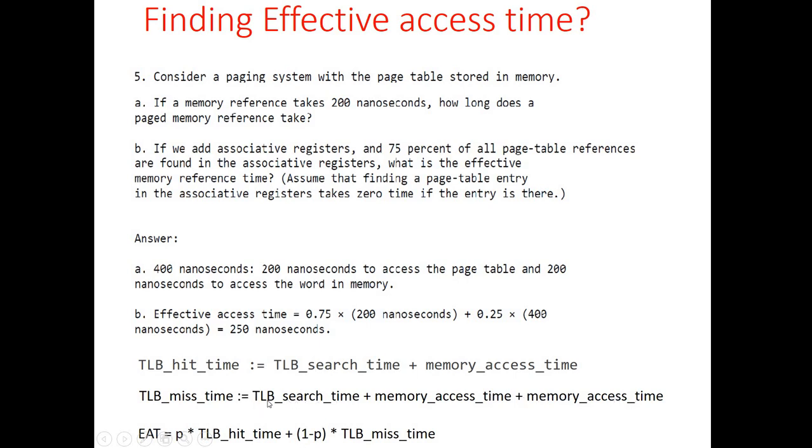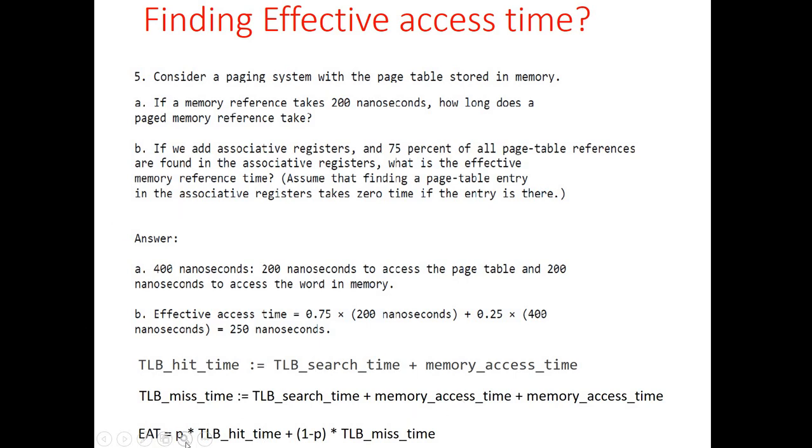Because if you don't find the page in the TLB, then we have to search the page table and find the frame number for that particular page, which requires a memory access time. After finding the frame number we access the corresponding location in the physical memory, so that requires another memory access time. So totally we require 2 times the memory access time.